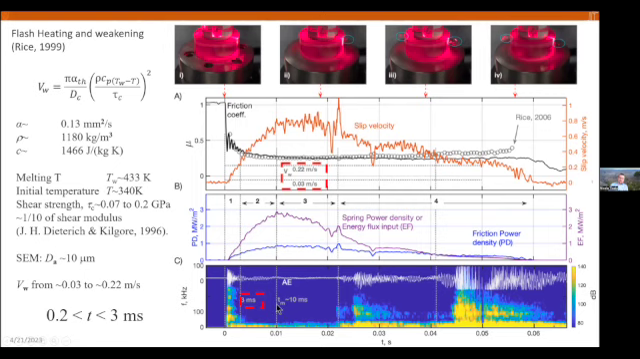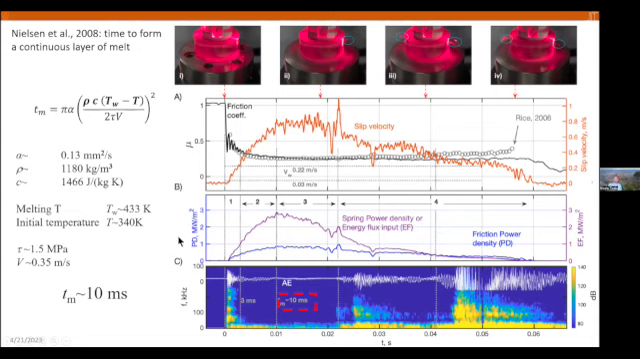is kind of highlighted by the theory of Nielsen and collaborators, 2008, which tells us which should be the time at which we have a continuous layer of melt formed. Now, applying the properties of PMMA, which maybe later we can discuss how we get to this number, 10 milliseconds. And 10 milliseconds is pretty much the value of time where we see the maximum velocity achieved, and then where we start seeing this velocity maintaining constant.